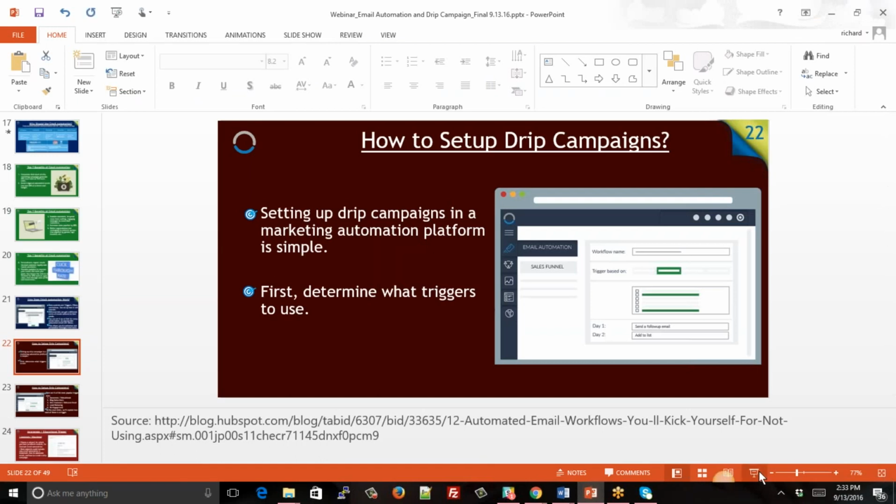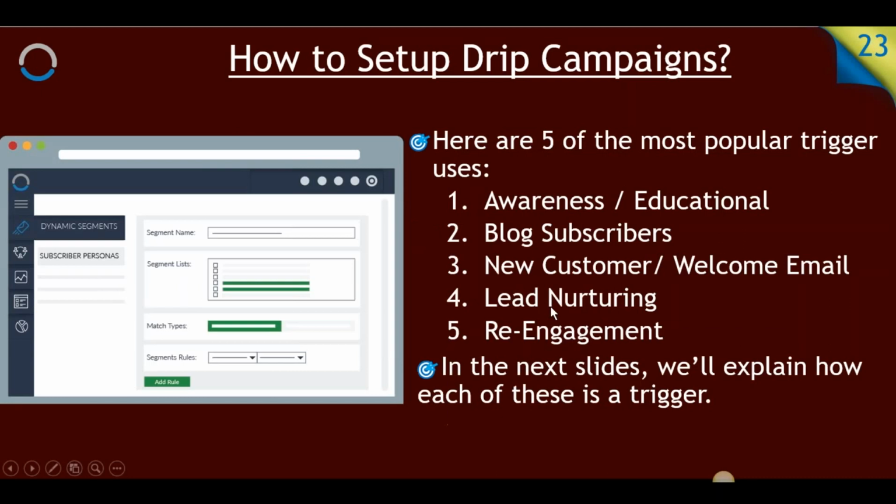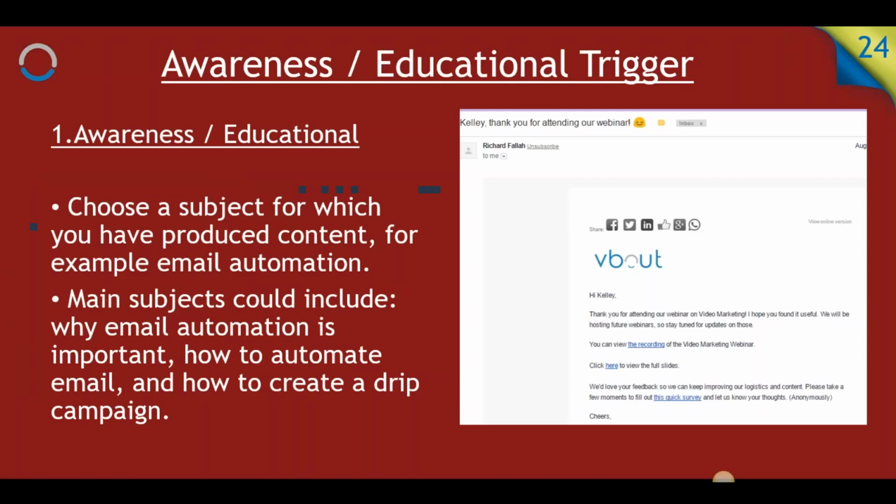All right, going back to our presentation. So let's talk about 5 popular triggers that you might see out there. And there's a lot more, by the way, but these are some of the 5 most popular triggers that you might see. So first, you have the content awareness or educational content.